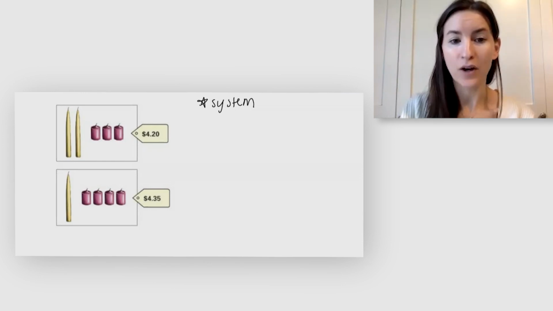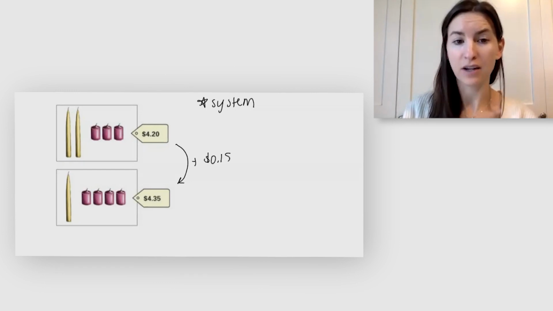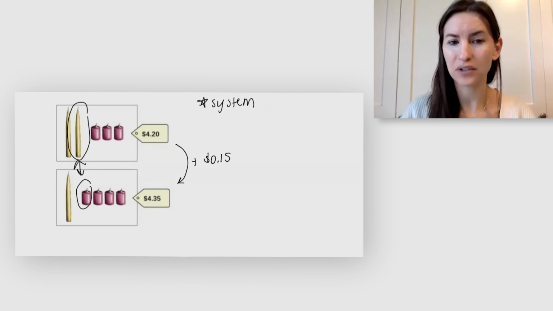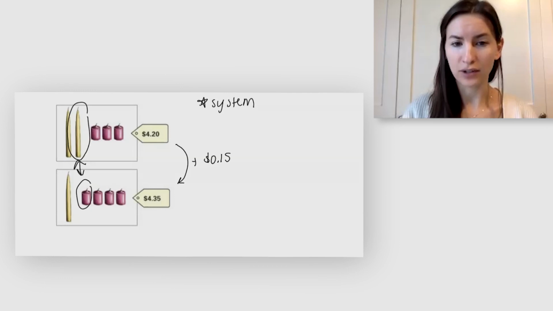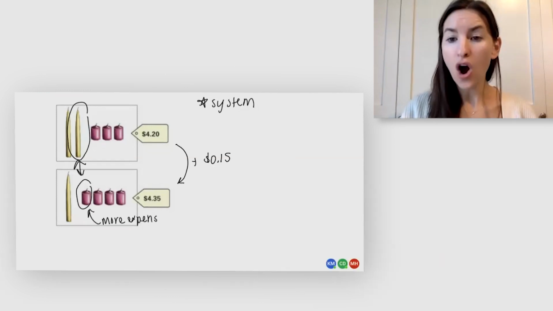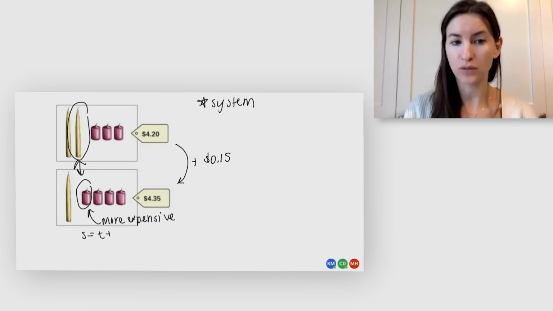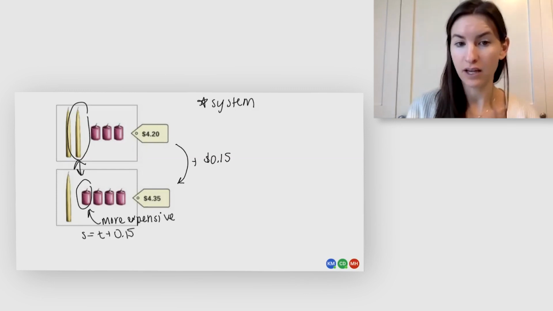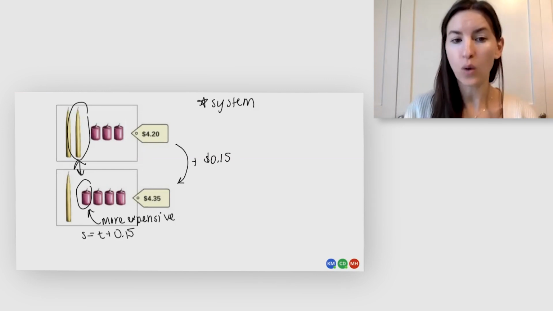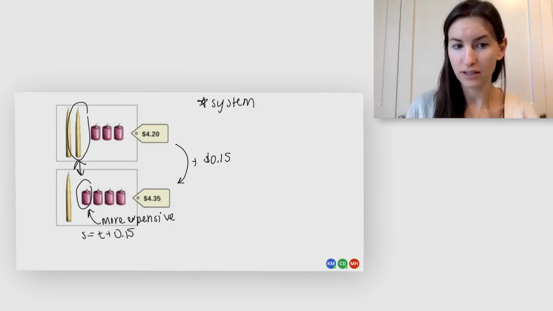First of all, I know that the price increased by 15 cents compared to the original set when I swapped 1 tall candle for 1 short candle. If removing 1 tall candle and adding 1 short candle increased the price by 15 cents, then the price of 1 short candle must be 15 cents higher than the price of 1 tall candle. Already having 2 combinations tells me about the relationship between my 2 unknowns. The short candle is more expensive. This information I did not have when I only knew the price of 1 set of candles.